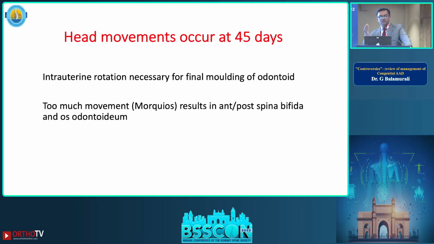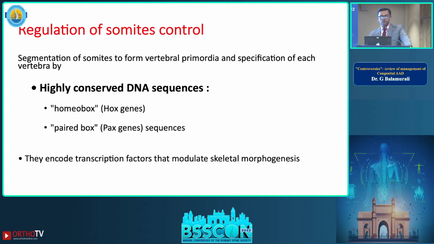So on the 45th day, when there is head movement, that is when the dens tries to formulate itself. And if the dens does not form well, then you have various abnormalities, the os odontoideum, os terminale, and various things. That is why if you don't have good movement, or have some kind of muscular problems as well, you will get these. There are certain genes that express, the Hox and Pax genes, in utero.